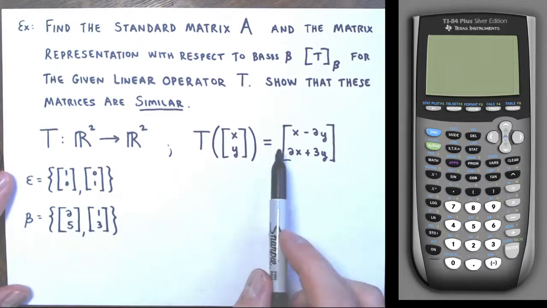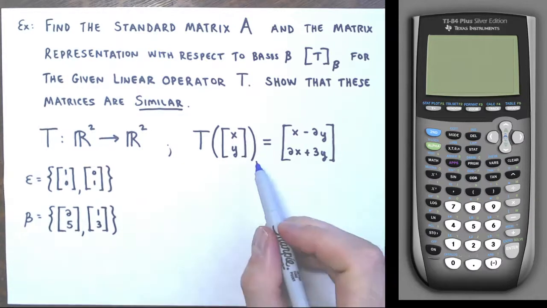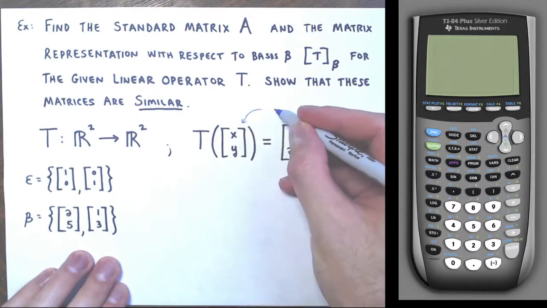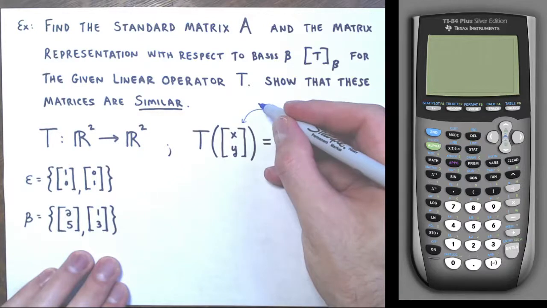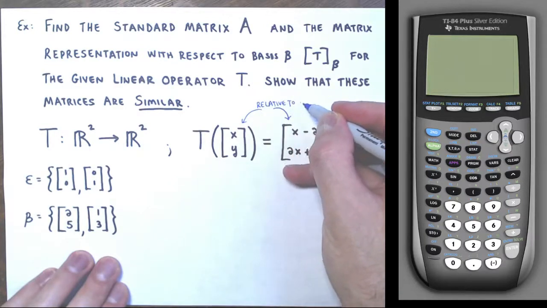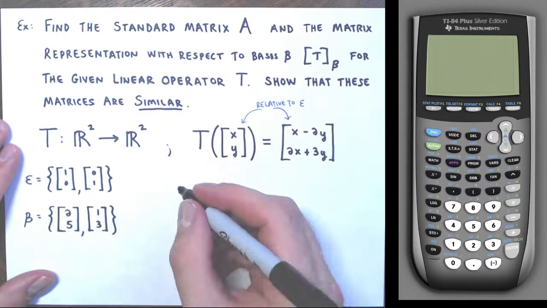Anytime we're given a rule for T, if they don't mention it, if there are no subscripts on these vectors, it's assumed that these are coordinates relative to the standard basis, when you talk about the input and output of T. So first I'll find the standard matrix.